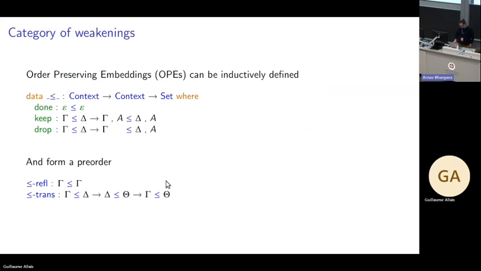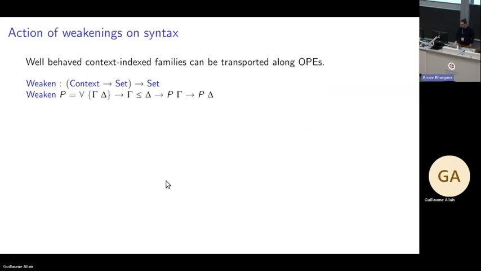And yeah, I think that's the main things here. And then we have a very important concept, which is so we can have a lot of families indexed by context, right? But only some of them are well behaved with respect to contexts getting bigger. And we just define this concept by saying that they can be weakened.